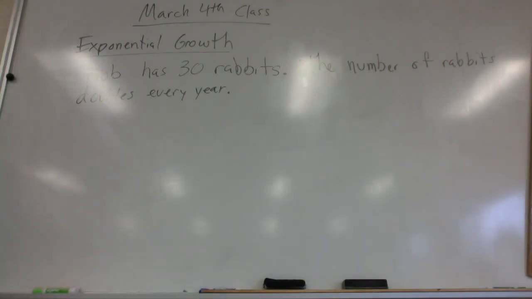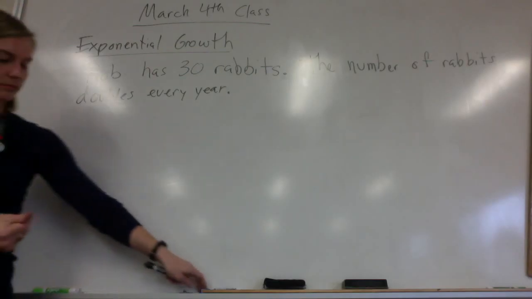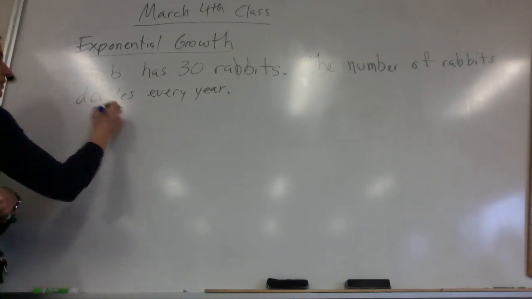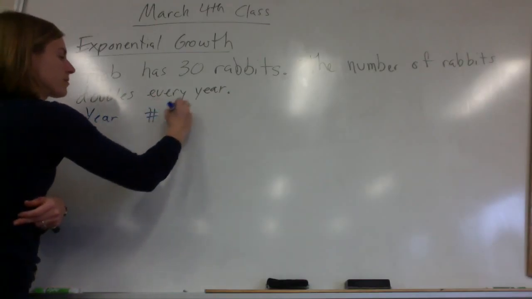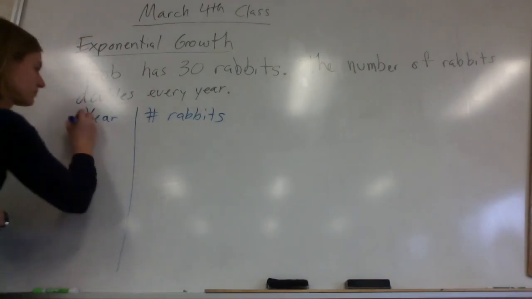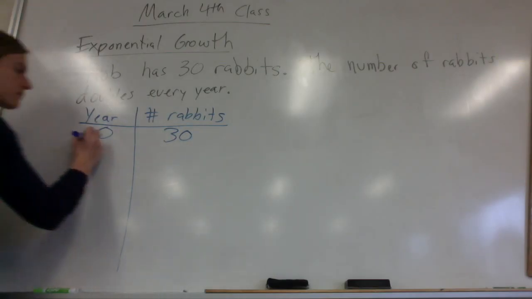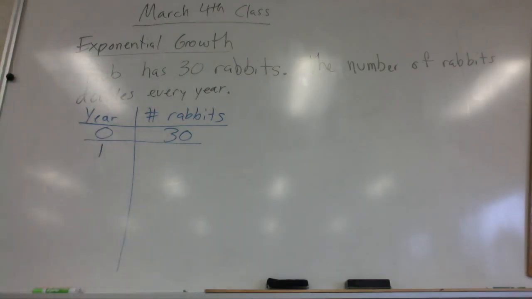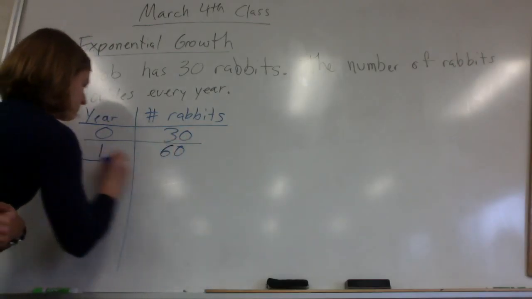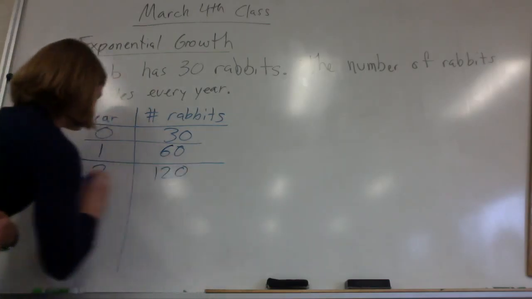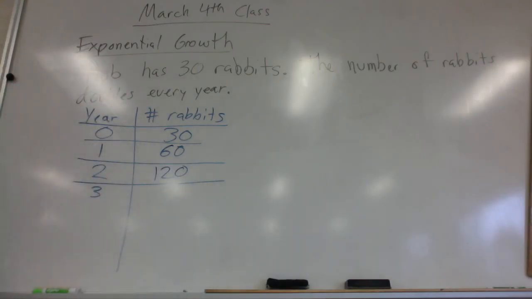So, Rob has 30 rabbits, and the amount of rabbits doubles every year. So, if I'm going to solve something like this, I'm going to want to do a table. So, we're going to do the year, and we're going to do number of rabbits. So our starting point is 30. After 1 year, how many rabbits does he have? 60. After 2 years, how many does he have? 120. After 3 years? 240.